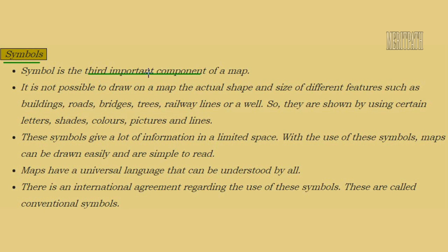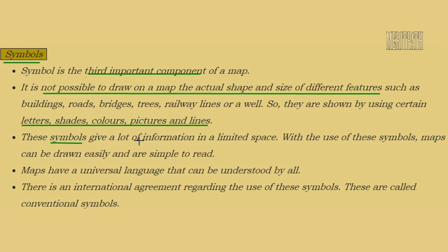Symbol is known as the third important component of a map. So on a map it is not possible to draw the actual size and shape of different features, right? What are the different features? They are buildings, roads, bridges, trees, railway lines or a well. So these features are shown by some letters, shades, colors, pictures and lines. So those letters, shades or colors are represented in the form of symbols.